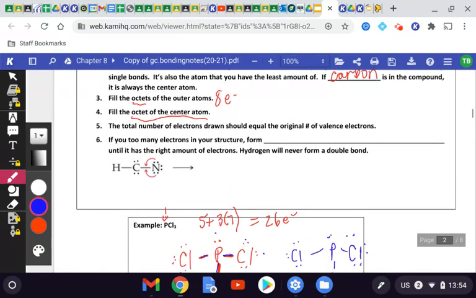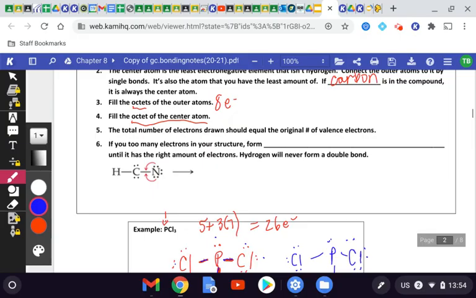Rule number 6, if you have too many electrons in your structure, we're going to have to form multiple bonds until it has the right amount of electrons. And hydrogen will never form a double bond. So we'll talk about hydrogen here in a second. So if we were drawing the compound HCN, hydrogen has 1 electron, carbon has 4, nitrogen has 5. So that's a total of 10 electrons in my structure.